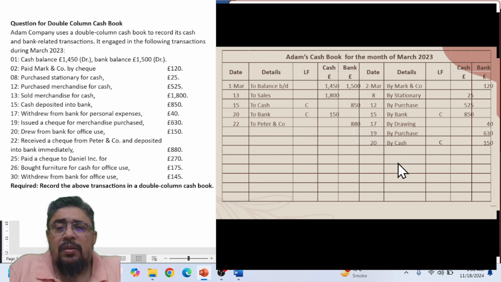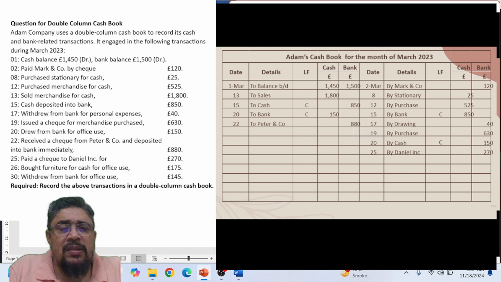Next, on 25th March, paid a check to Daniel and Company, 270. So here we paid by bank by check. So we mention it in the credit side of the bank column. So here on 25th March by Daniel Company Incorporated, the 270 amount will be mentioned on the credit side of the bank column.